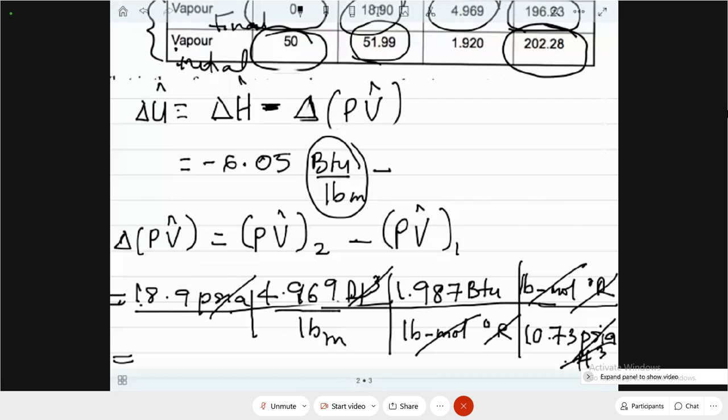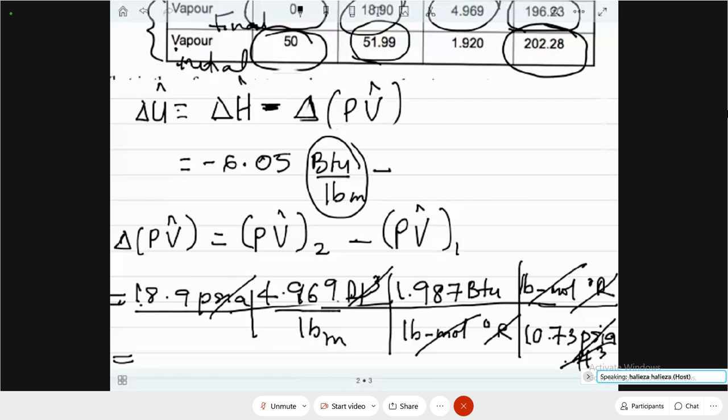What's the answer? Multiply everything up. It should have the same unit as our difference in enthalpy, or else you cannot multiply or deduct it. So what's the answer, guys? The unit should be in BTU. What happened to my pen?